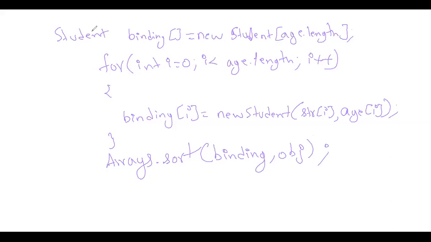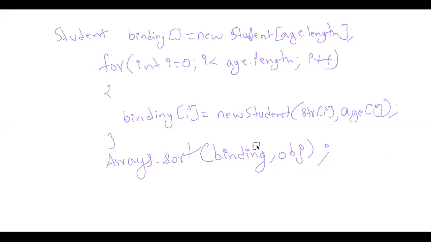Now, if you are thinking, what is this obj object? I will tell you what the object is. I will undo this. So this object is a comparator object. We have to create one comparator object, and I will tell you how to create it.